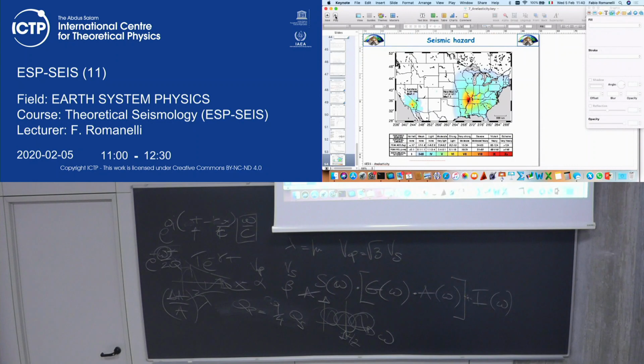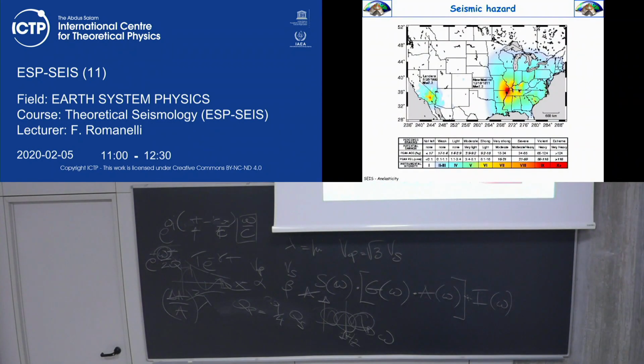Now, that's the same. But here you have intensity. Okay? So it's the same, but without contour lines. And here there is a relation with ground motion parameters. But it's the same picture, but with different colors, because that one was contoured. Okay? It's the same.